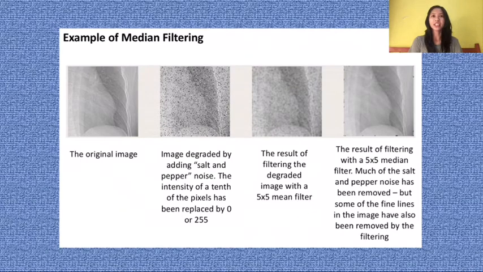Example of median filtering. The first picture from the left is the original image. The second picture is the image degraded by adding salt and pepper noise. The intensity of a tenth of the pixels has been replaced by 0 or 255. The third picture is the result of filtering the degraded image with a 5x5 mean filter. The fourth picture is the result of filtering with a 5x5 median filter. Much of the salt and pepper noise has been removed, but some of the fine lines in the image have also been removed by the filtering.